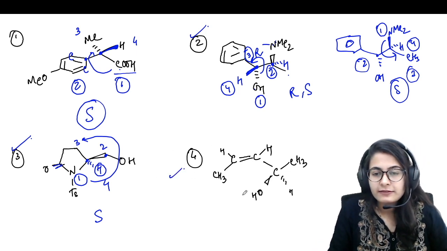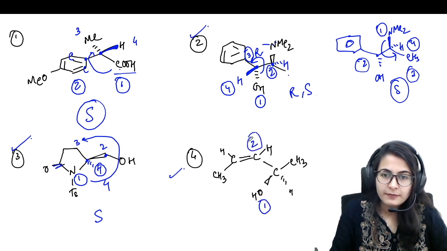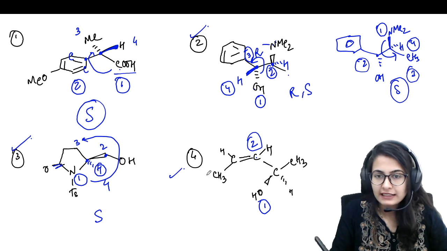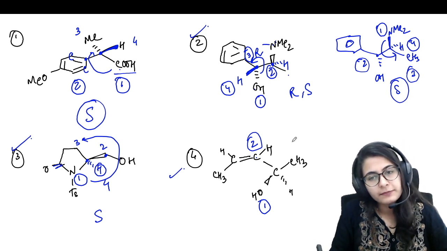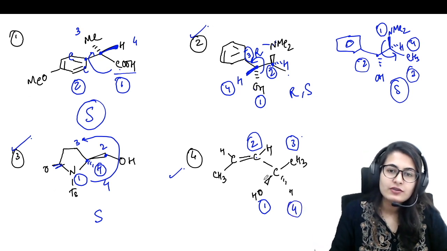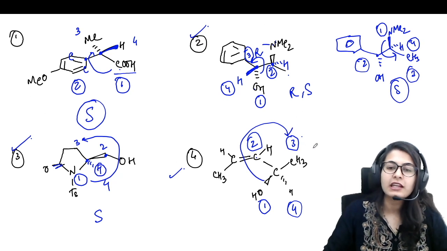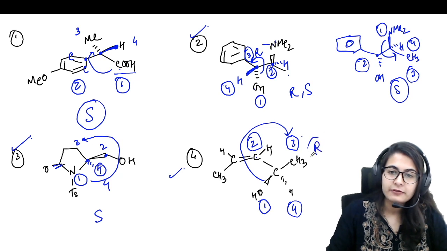Last one in the flying wedge. So here you are going to have first priority of the OH group, second priority for the carbon of the alkene, third priority to the methyl, and fourth priority over here to the hydrogen. So 1, 2 and 3 is going to be clockwise in nature. Hydrogen is already below the plane, so it's going to be R configuration.